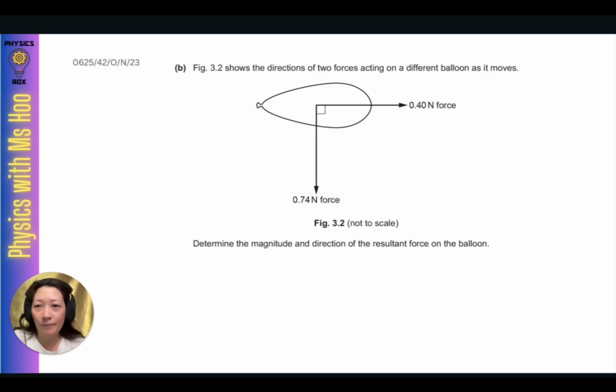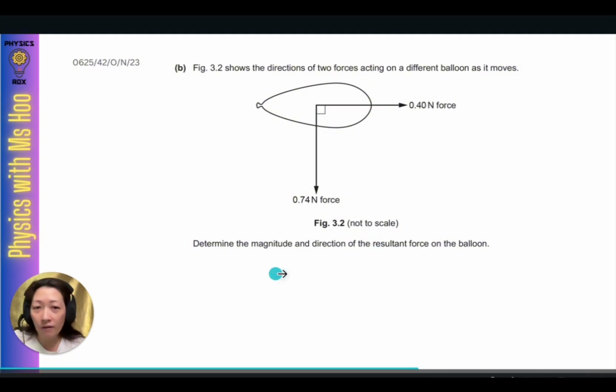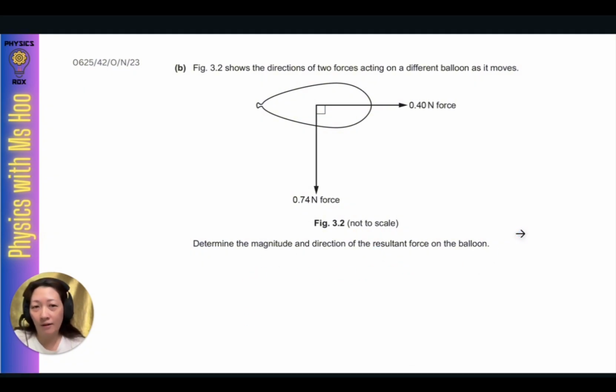Here's another example taken from the winter 23 paper variant 2. This is now a force question, where the question shows you two different forces acting on a balloon, one acting downwards and one acting to the right. Again, to determine the magnitude and direction, you can either draw it out or calculate it and solve the question using the triangle method or the rectangle method. If you don't know what I'm referring to, please watch my video on how to solve resultant vectors.